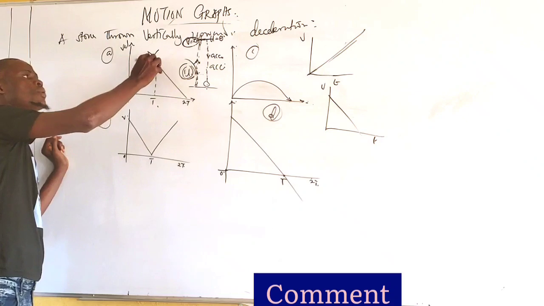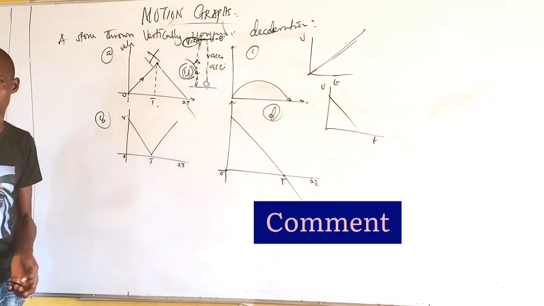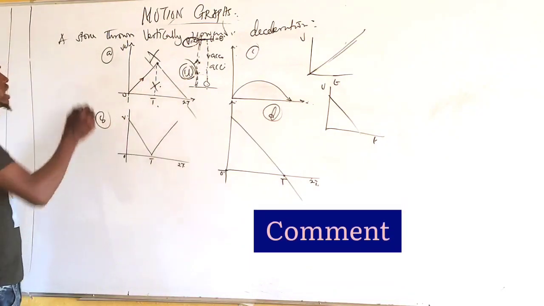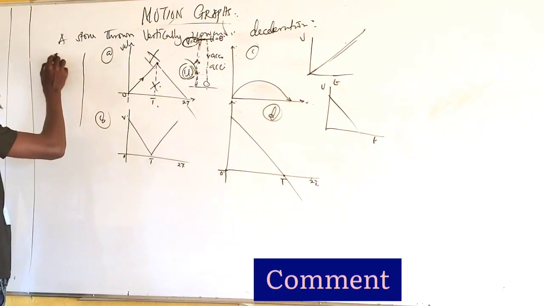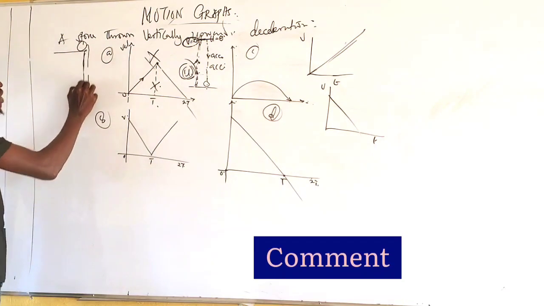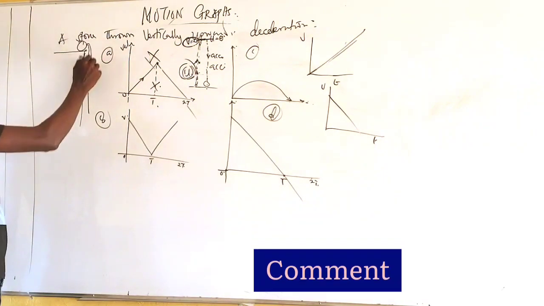On getting to the maximum point, it was decelerating, which is impossible. This kind of graph can only occur when the body is falling freely. Maybe the body is on top of this building, at this height here. The ball is now rolling downward. In this case, the body is accelerating.